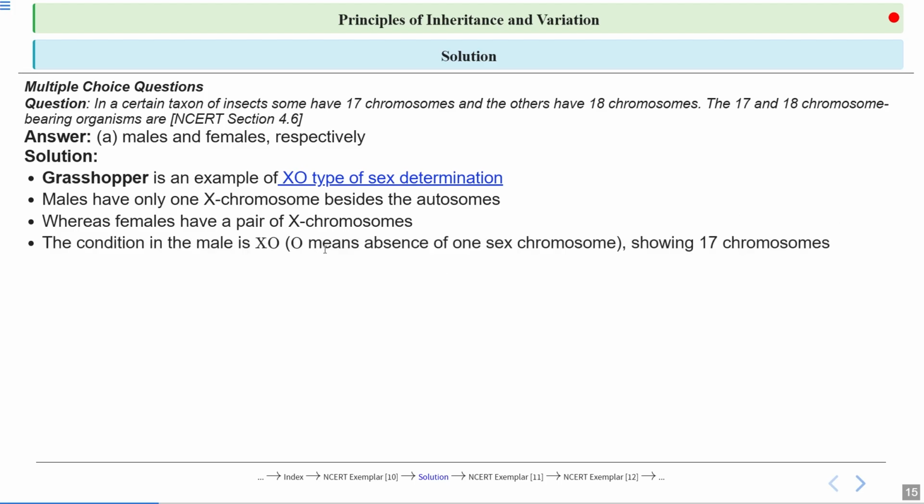XO means there is an absence of one sex chromosome. So males lack one X chromosome; they have only one X chromosome. So they have in total 17 chromosomes, and females have in total 18 chromosomes because they have a pair of X chromosomes.